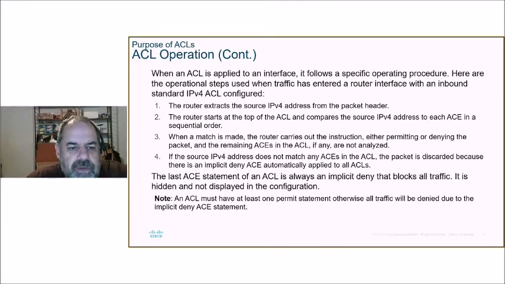If the source IPv4 address does not match any access control entries, the packet is discarded because there is an implicit deny all access control entry automatically applied to all ACLs. The last access control entry of an ACL is always an implicit deny that blocks all traffic. It is hidden and is not displayed in the configuration. Note, an ACL must have at least one permit statement, otherwise all traffic will be denied due to that implicit deny access control entry. So that's a hard and fast rule. Always have to have at least one permit statement.